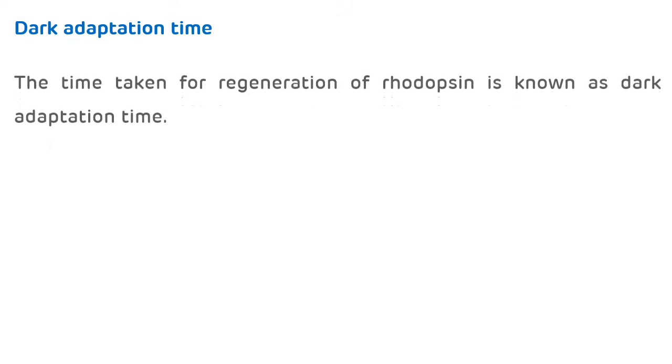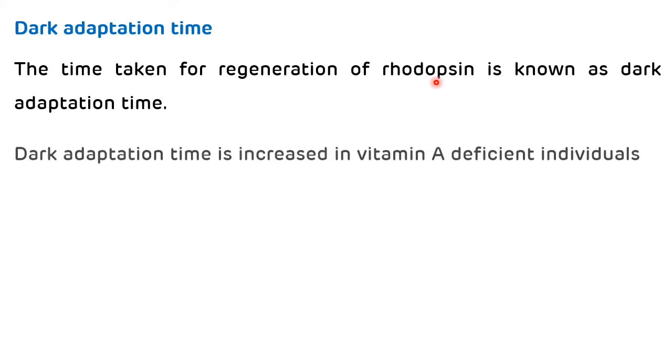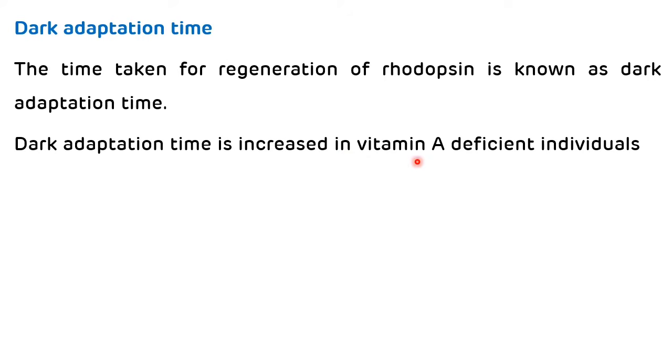Now, dark adaptation time. The time taken for regeneration of rhodopsin is known as the dark adaptation time. Bright light depletes the stores of rhodopsin in the rods. Therefore, when a person shifts suddenly from bright light to a dimly lit area, there is difficulty in seeing, for example, entering a theater. And the dark adaptation time is increased in vitamin A deficient individuals.